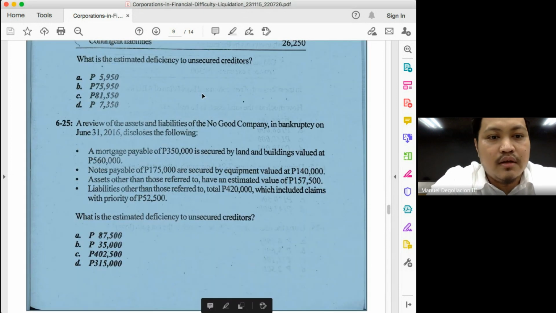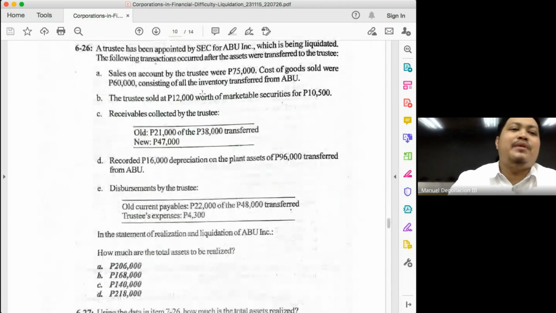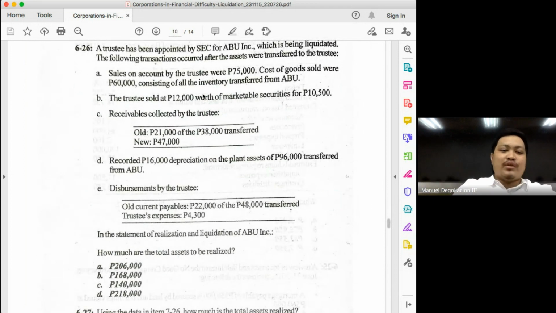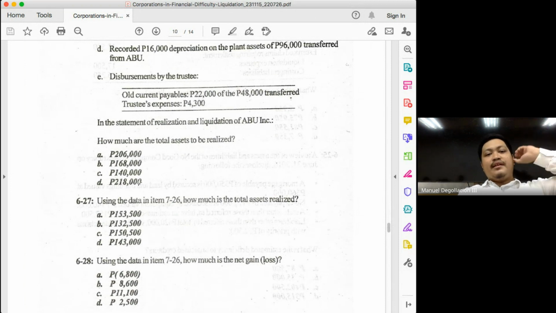Let's proceed to problem 6-26. Class, please do not be confused because of how 6-26, 27, and 28 are going to be answered. This is very technical already. These are the amounts that will appear in the statement of realization and liquidation. This is not necessarily the approach we've been doing, to simply determine the amount to be paid. Now we are asked what amount will appear in this part of the statement of realization and liquidation.